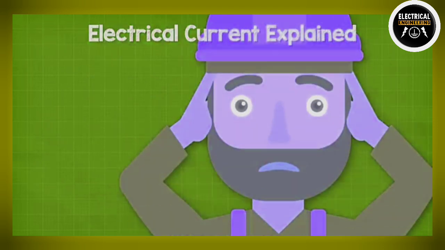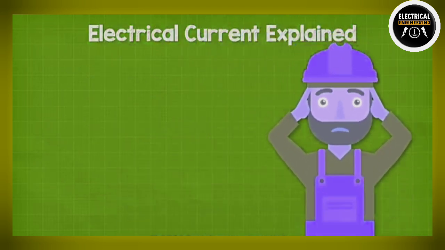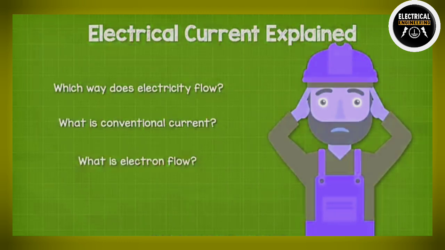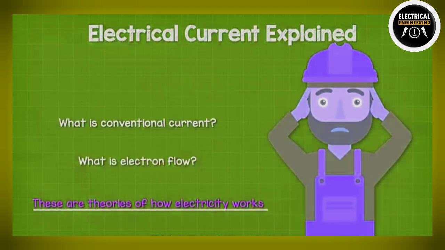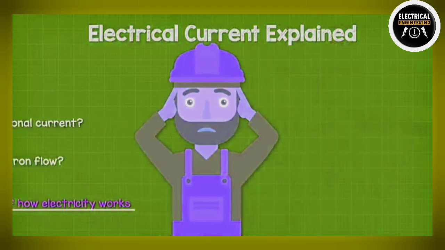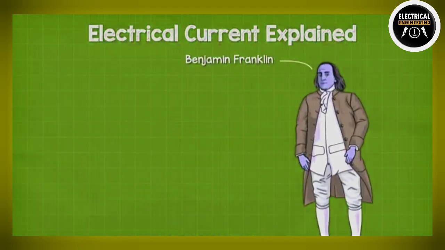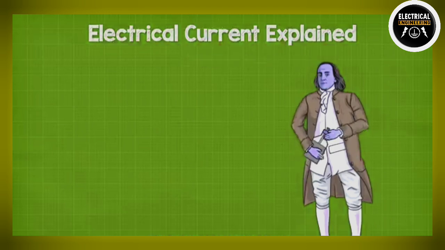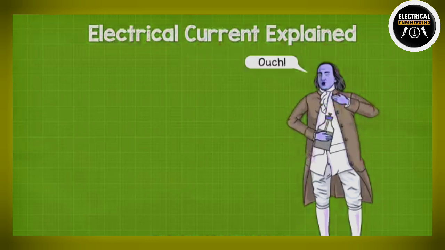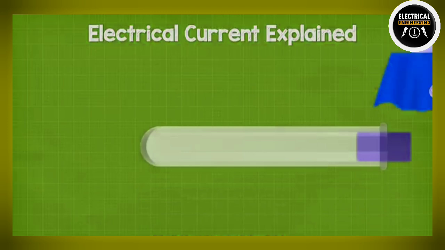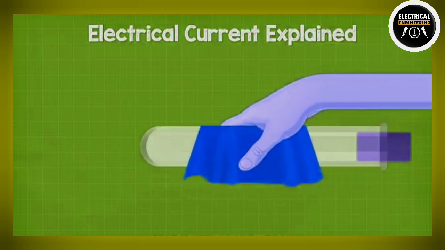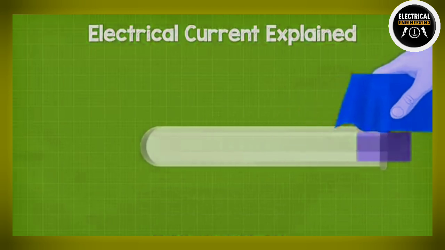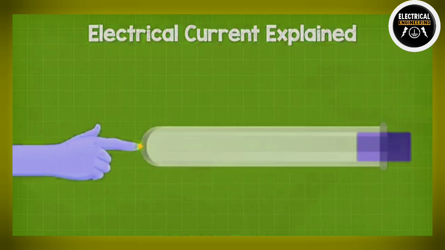Something that's going to cause you great confusion when you're learning about electricity is the difference between conventional current and electron flow. These are both theories of how electricity works. When Benjamin Franklin was first experimenting with electricity, he had the idea that something must be flowing inside the materials. He was given a glass tube, and when this was rubbed with a cloth, it seemed to accumulate this strange invisible fluid, because when someone else touched the tube, they received a small shock.